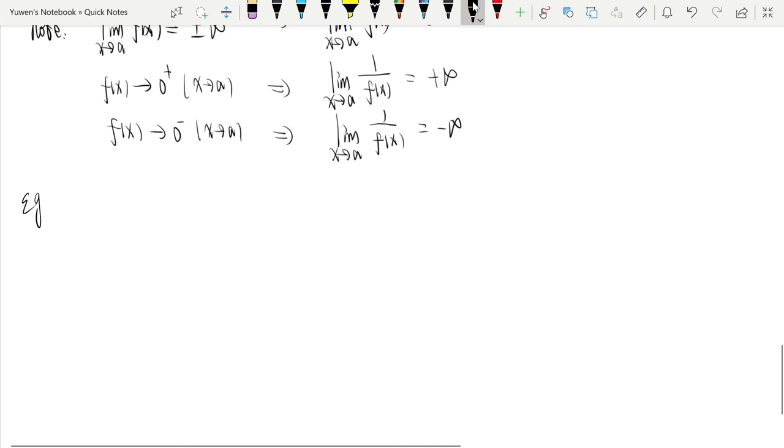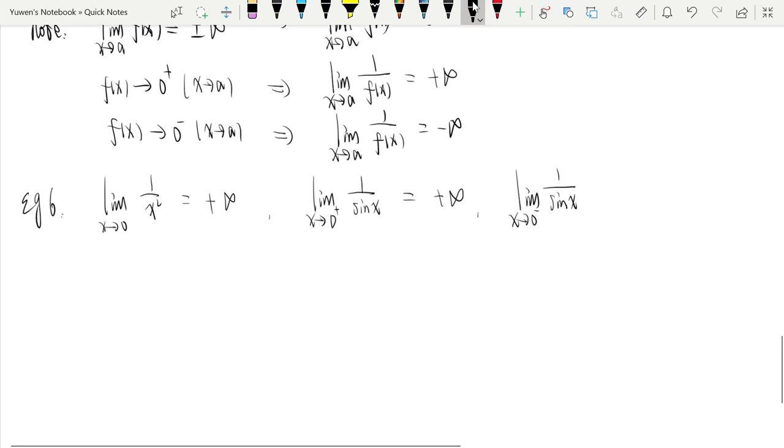Example 6. The limit as x tends to 0 of 1 over x squared is positive infinity. But when x tends to 0 from the right, 1 over sine x is positive infinity. And when x tends to 0 from the left, 1 over sine x is negative infinity, because when x tends to 0 from the left, sine x is negative and tends to 0, so it's negative infinity by this result.